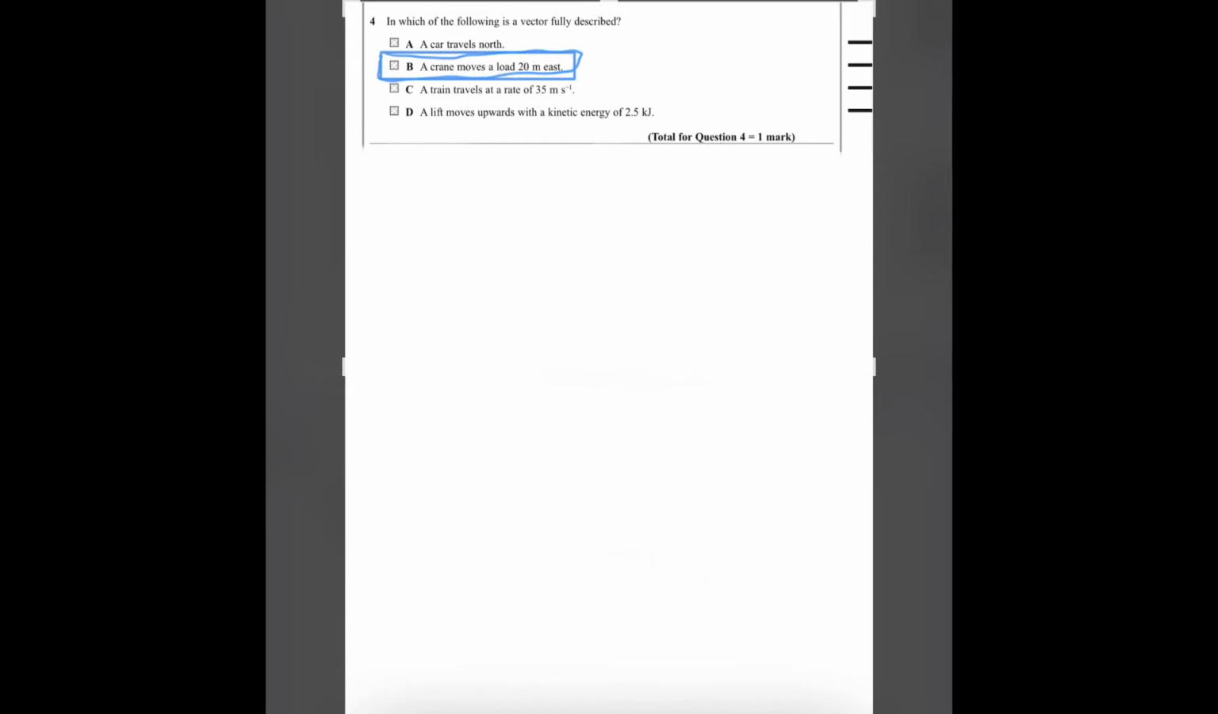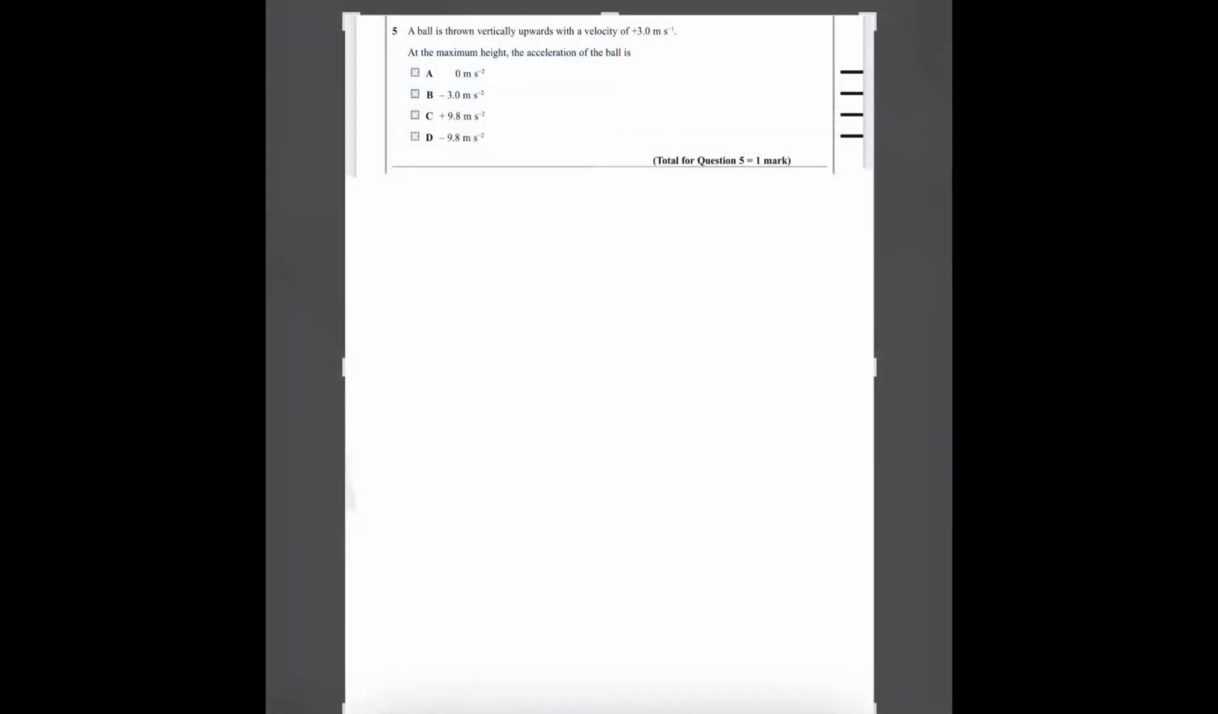C says that a train travels at a rate of 35 meter per second. This is a scalar quantity since it does not have any direction but only has magnitude. The magnitude is 35 meter per second. And D: a lift moves upwards with a kinetic energy of 2.5 kilojoules. This is a sort of trick question, since upwards is a direction and 2.5 is the magnitude, so it seems it should be a vector quantity, right? It is not a vector quantity since kinetic energy is a scalar quantity. Energy is always a scalar quantity, so this is also not correct. So the only correct answer for number 4 is B.